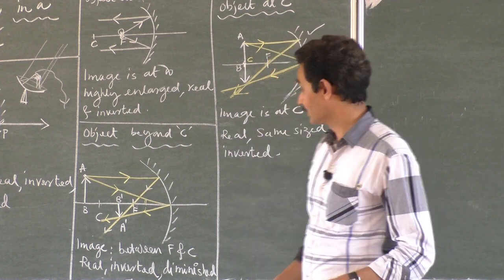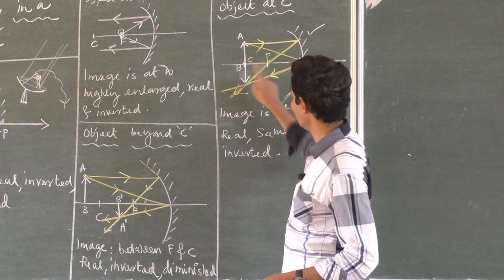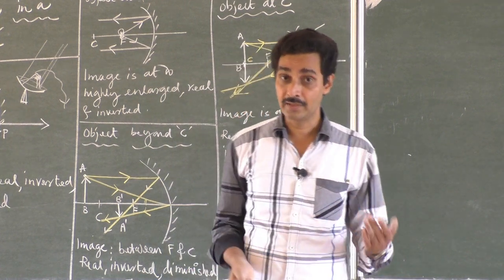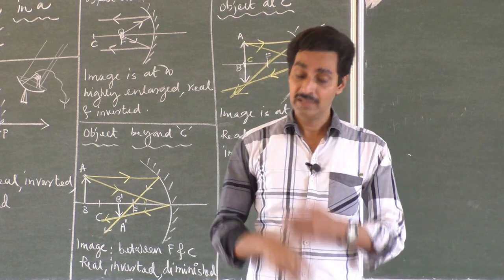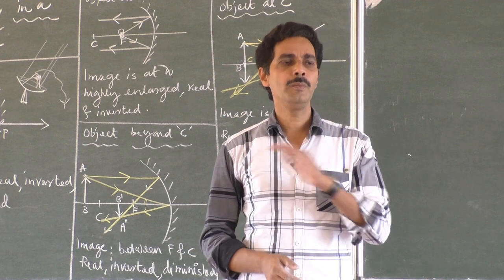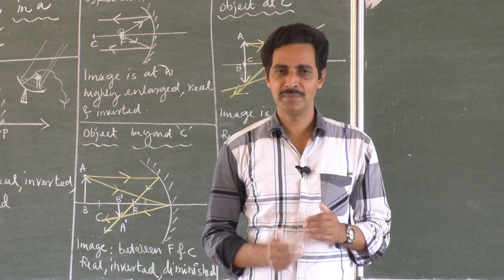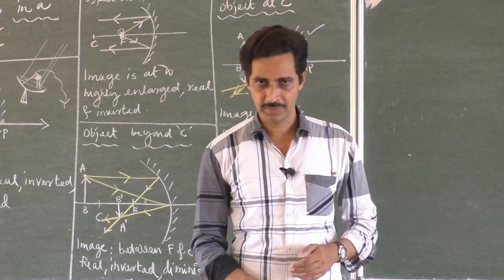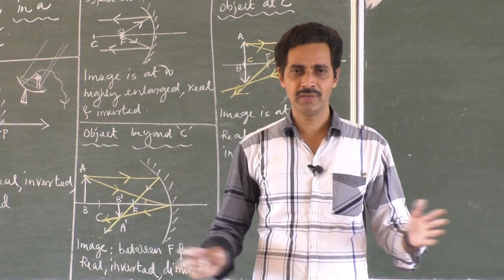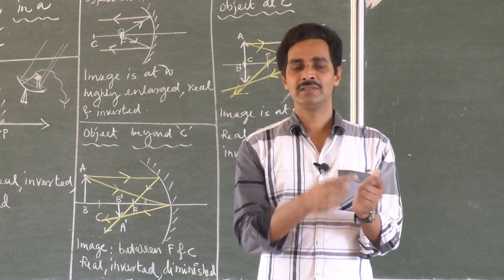Okay, now when the object is beyond C, the image is between F and C, right? When the object is at C, the image is also at C. This is a particular case. Except for a plane mirror, no other mirror can produce a real image of the same size when the object is kept at a certain distance from it. Only a concave mirror can produce a real, inverted image of the same size.